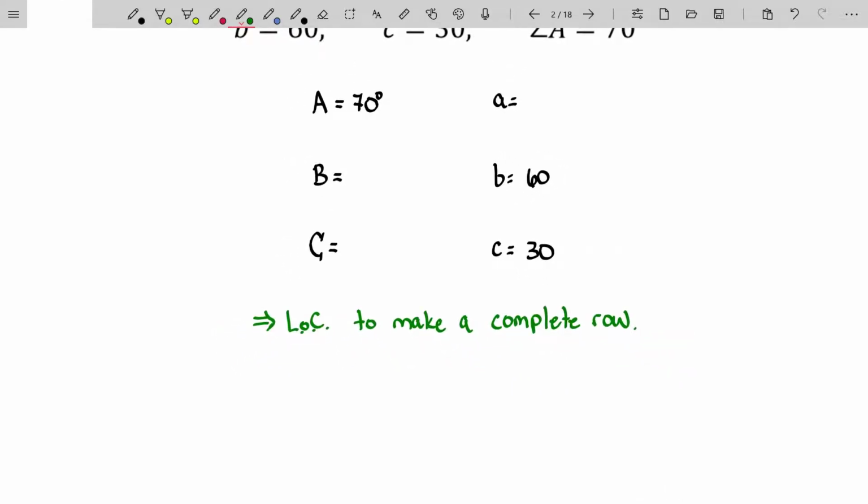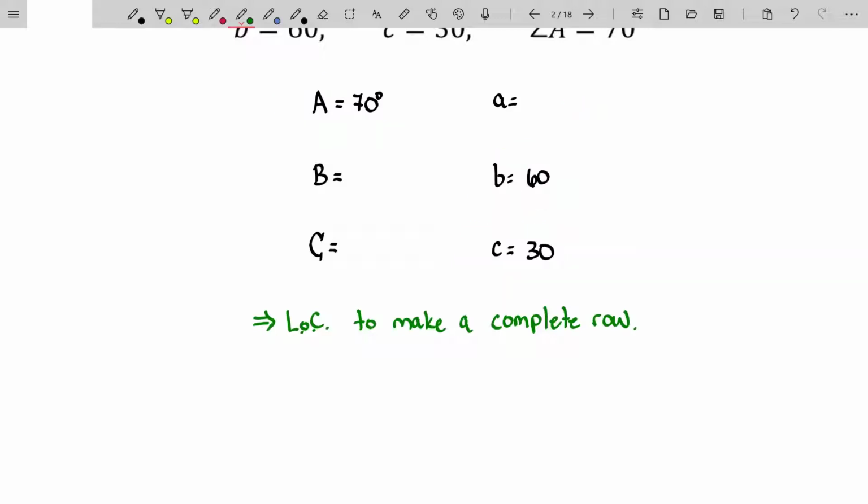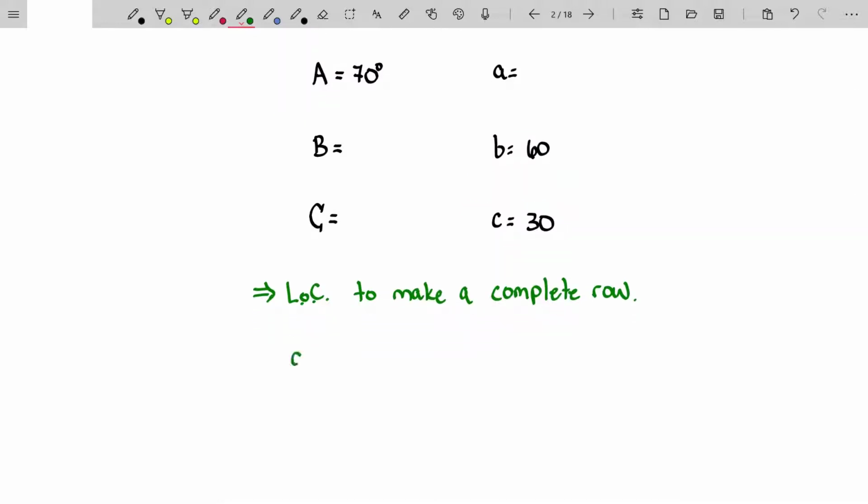Well, we're given the angle A, side B, and side C. We would like to find this missing side A. To do so, I will just think of the Pythagorean theorem. Side A squared should be something like side B squared plus side C squared, but not exactly, because this is likely not a right triangle. So we'll make an adjustment.